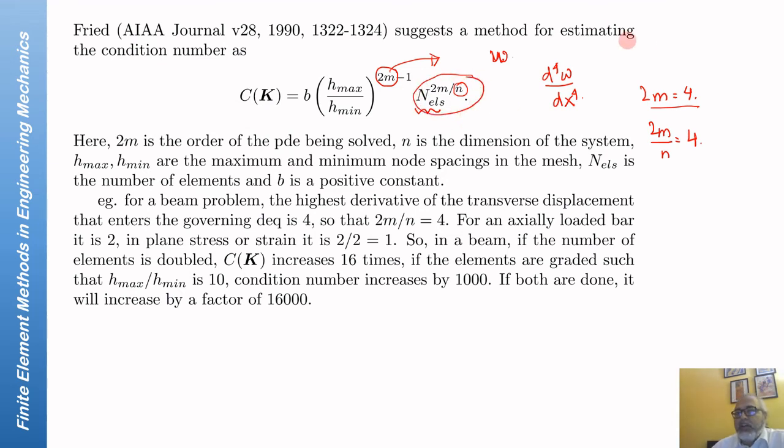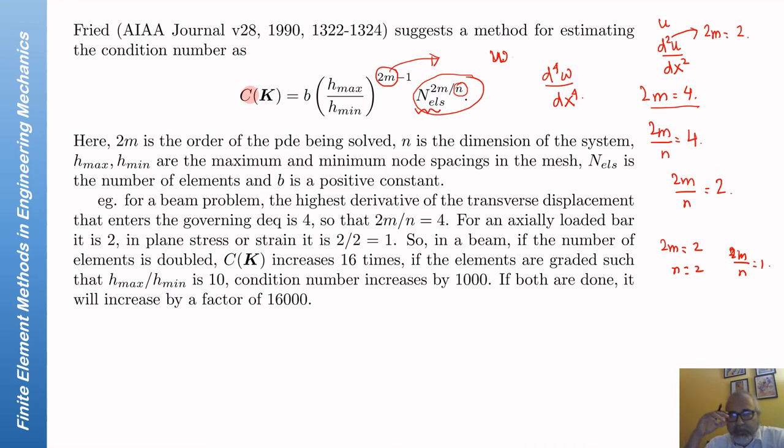In case of a bar, you are solving for the axial displacement u, and your governing differential equation contains a second order derivative. So 2m is equal to 2 in this case, and n is equal to 1. In plane strain or plane stress, you are solving again for displacements, and your governing differential equation contains second order derivatives of displacement. So then your dimension is 2. So 2m is equal to 2, n is equal to 2. Therefore, 2m by n is equal to 1. So if you double the number of elements, your condition number in that case will increase only 2 times.